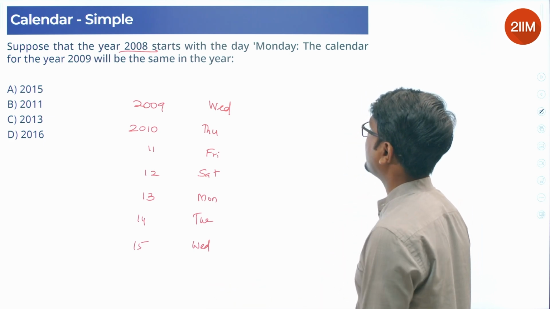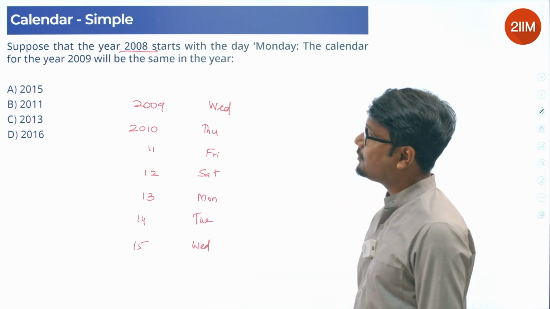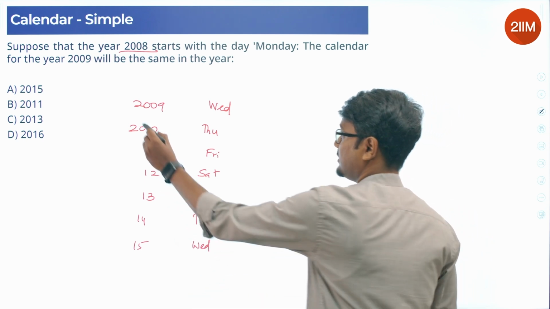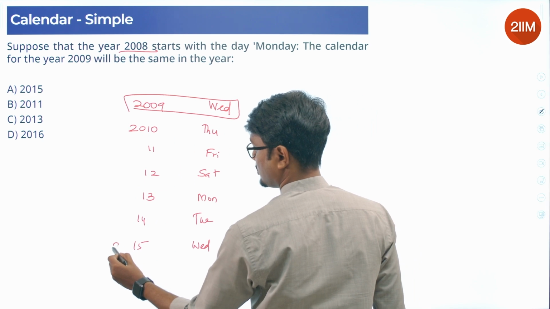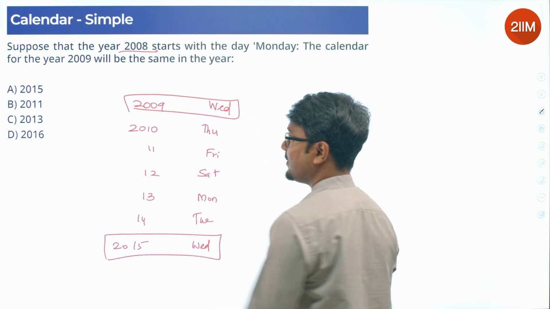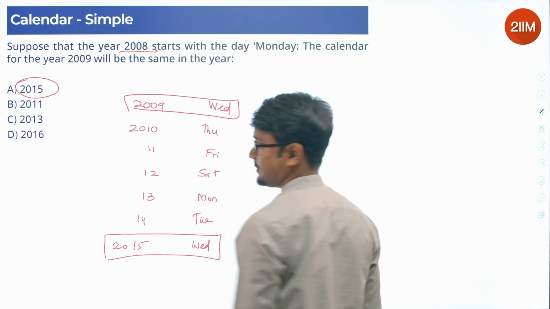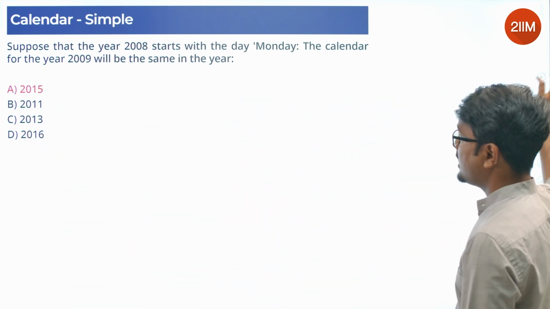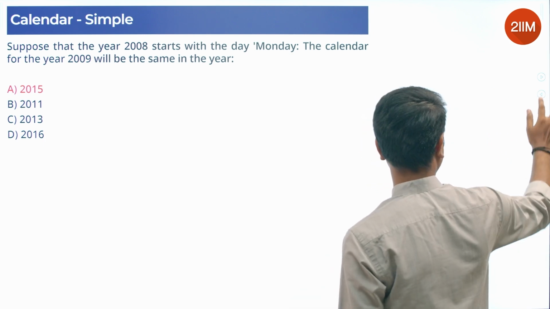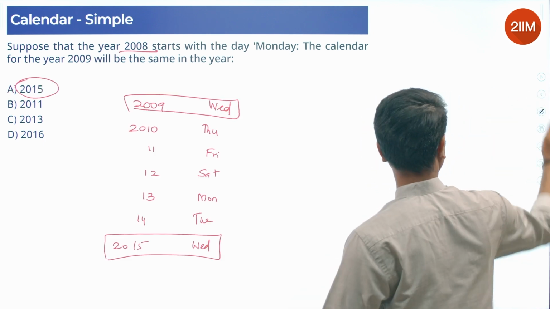So the question: the calendar for the year 2009 will be the same in the year 2015. So the calendar will resemble the same. The answer is 2015, option A. Yes, right answer. But there is one more way to find the answer. There is a shortcut, we'll say.